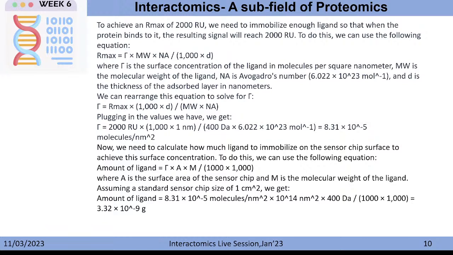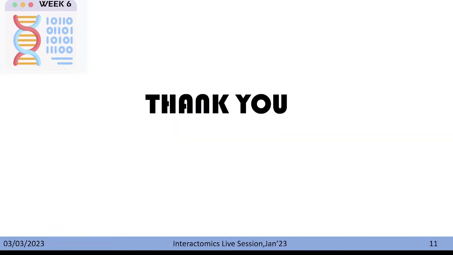Then you need to put in the values: 2000 times 1 nanometer, and 400 dalton is the molecular weight. Small d is 1 nanometer, as already mentioned. That gives 8.31 times 10 to the power minus 5 molecules per nanometer square. How much ligand to immobilize on the sensor chip surface? Multiply by A times M divided by 1000 times 1000, where A is the surface area and M is the molecular weight of the ligand. The standard sensor chip size is 1 centimeter square. So 8.31 times 10 to the power minus 5 becomes 3.32. Around 3.32 nanogram of ligand you need on the chip.